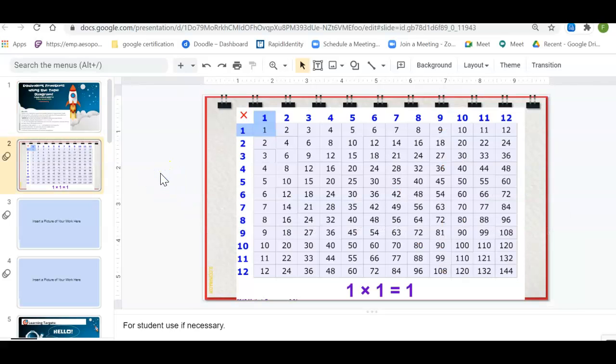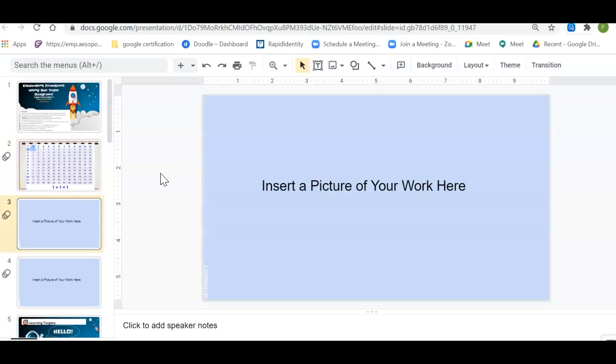This is our multiplication table that I have in here as a resource for you, just in case you need it to go back and you need refreshers on your math. And the next couple slides, again, are where you are able to put a picture of your work. You have to show a picture of your work to your teacher so that you can get credit for your work, as if you're working in the binder or if you're working in your notebook.